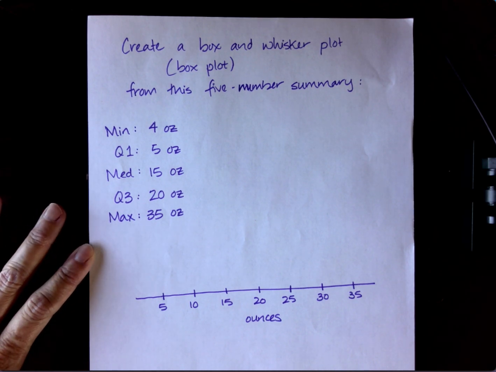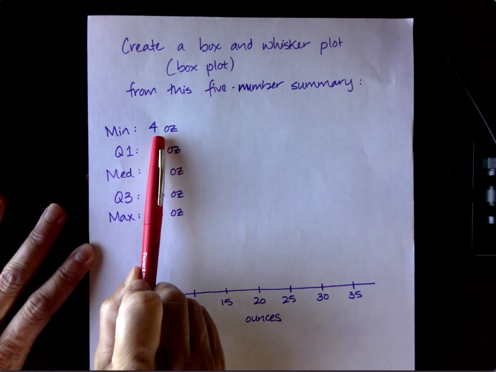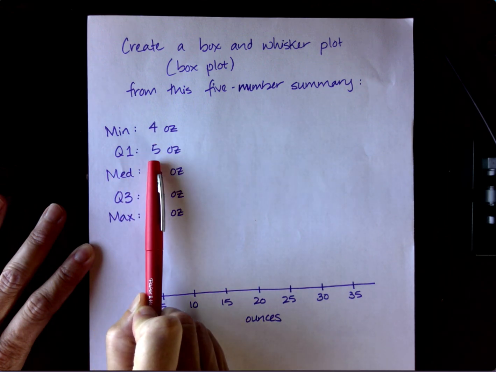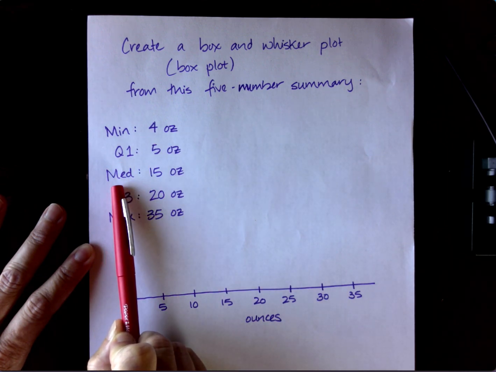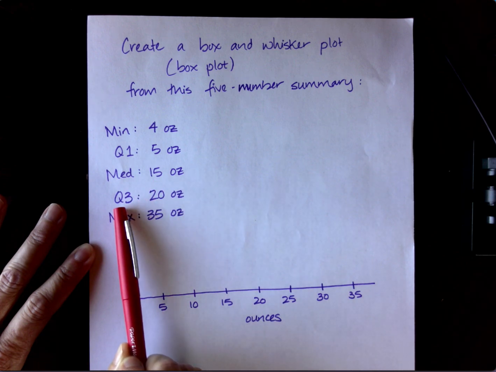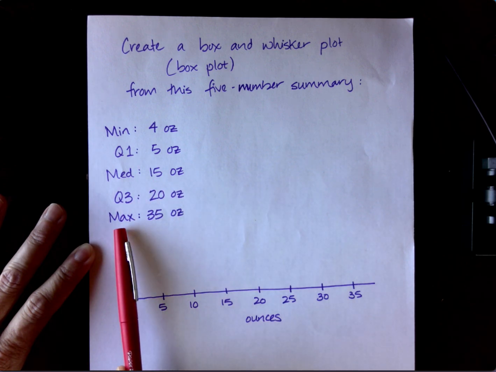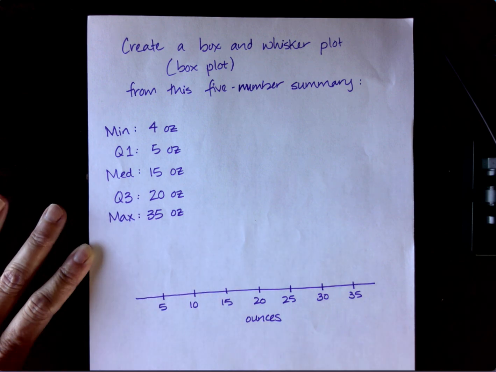The 5-number summary reads, the minimum is 4 ounces. Q1, or the first quartile, is 5 ounces. The median is 15 ounces. Q3, or the third quartile, is 20 ounces. And the maximum is 35 ounces.